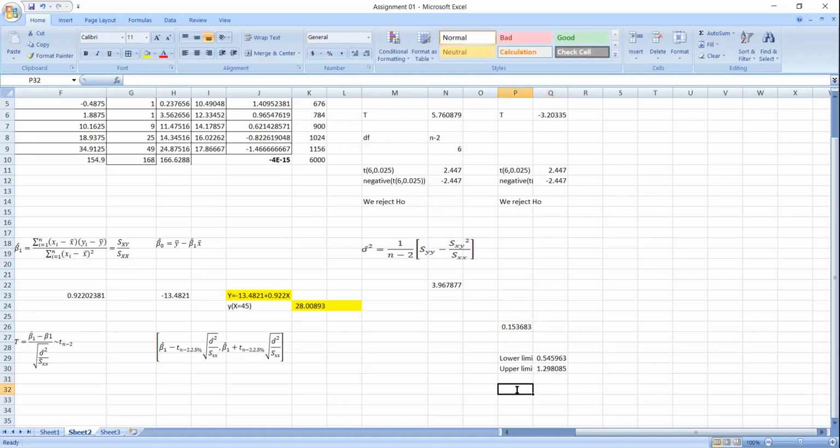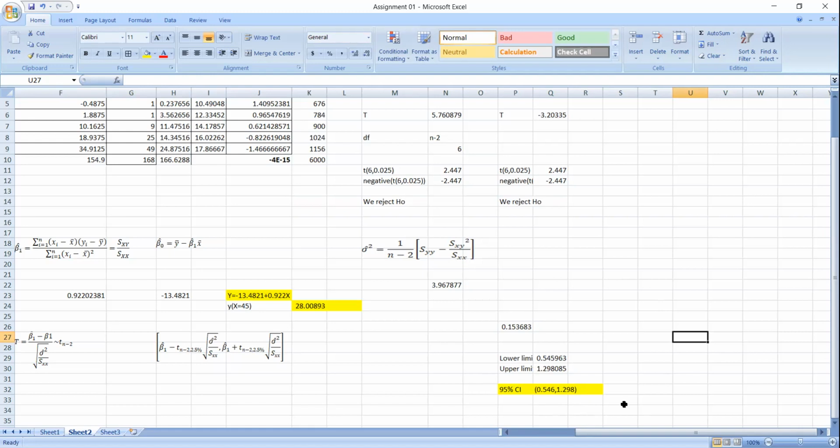So the 95% confidence interval is equal to, our lower limit is 0.546 and our upper limit is 1.298. So this is the 95% confidence interval based on our data set. That is, we are 95% sure that the true parameter of beta 1 would fall in between 0.54 and 1.298. Right? So this is how we construct the confidence interval.